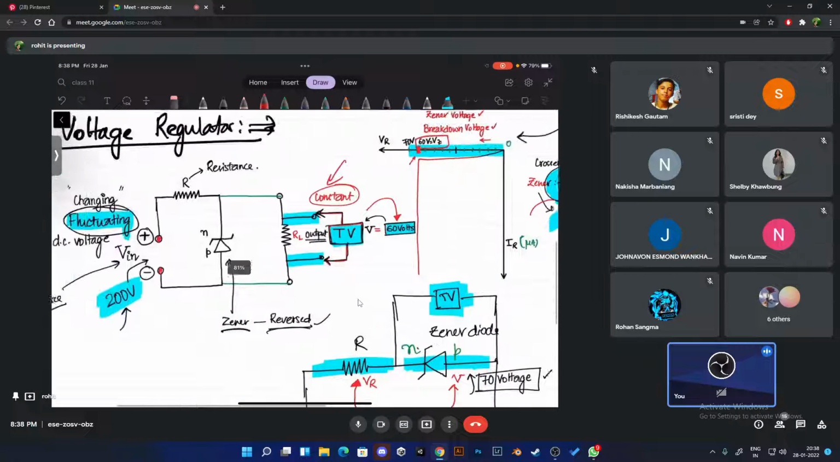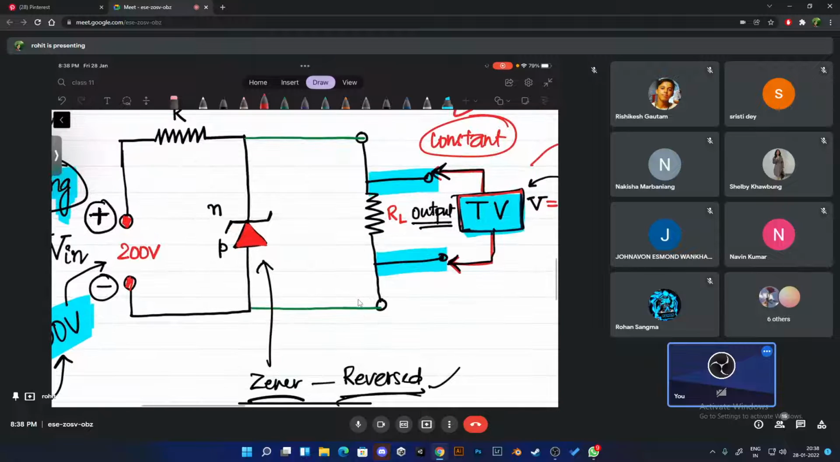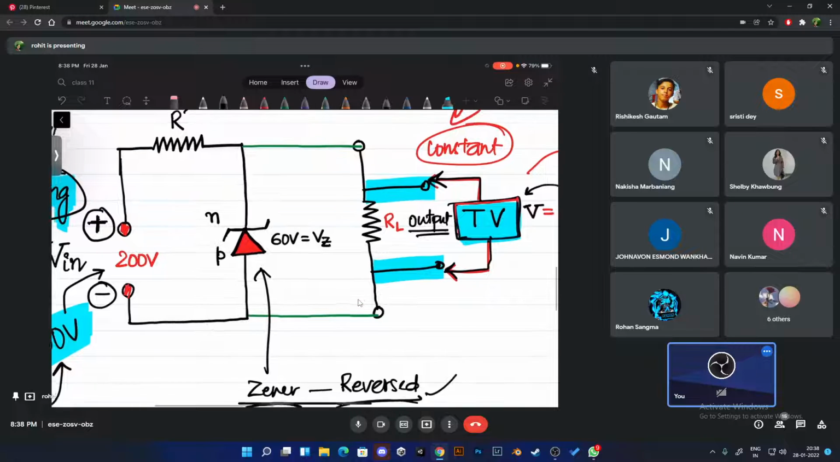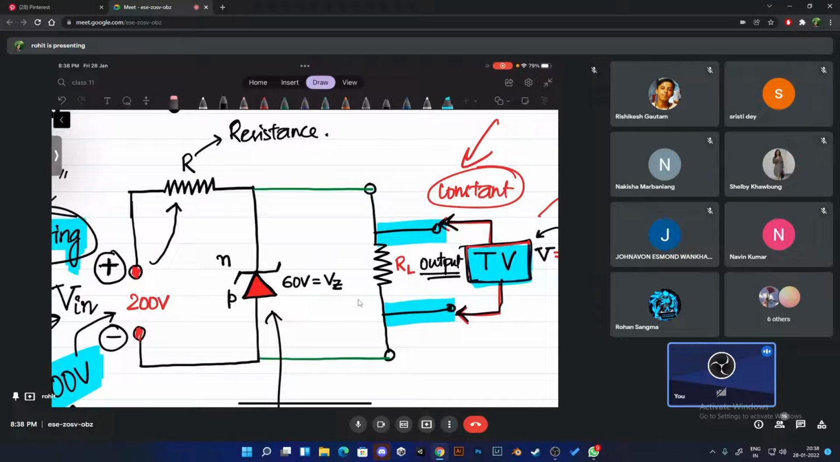So look at the idea here. Now what is the important point? Look here. If 200 volts comes in the input, please tell me, what is the zener diode going to say? Zener diode will take how much out of the 200? It will take 60 volts out of that. And what is the 60 volts? It is the breakdown voltage, right? The remaining will appear there, and the remaining is 140 volts. Can you understand what is happening?